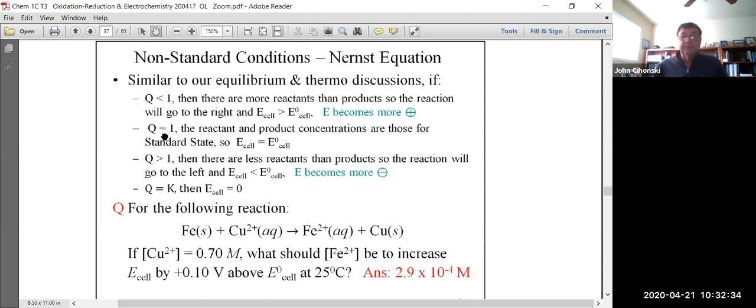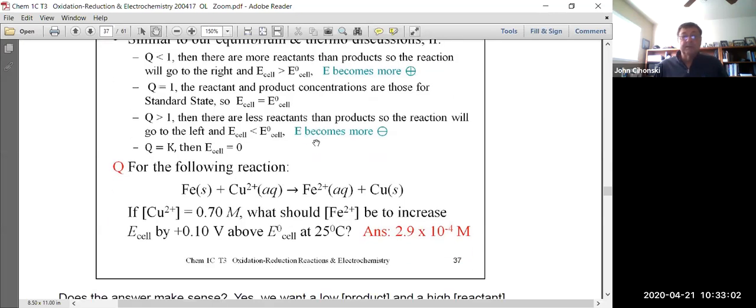What happens if Q is equal to 1? Well, we know what happens there. If it's 1, then the log Q turns into 0, which means that the cell under non-standard conditions, and that might mean temperature, is equal to what? Standard state. So that is sort of a slam dunk gimme there.